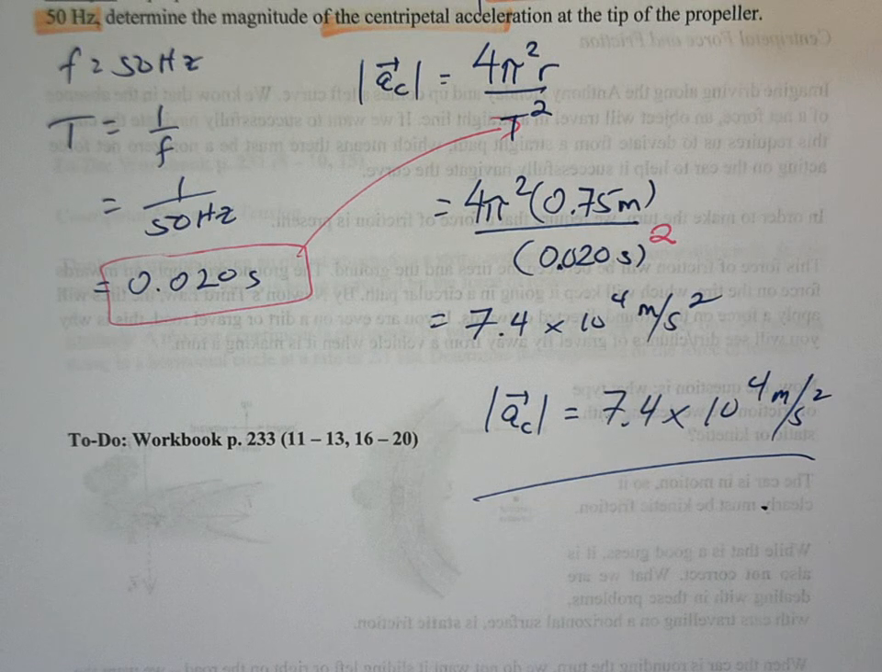What we're going to start to do next is look at actual motion in a horizontal circle and then eventually a vertical circle, using our equations for circular motion and Newton's laws that we've already learned.